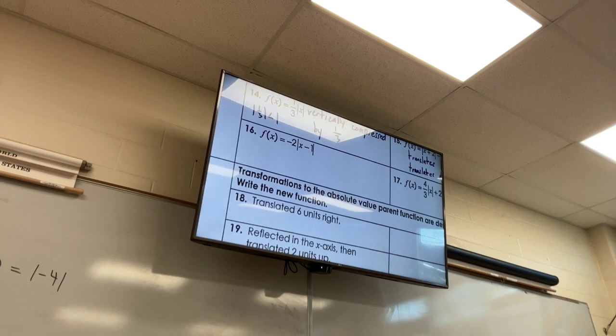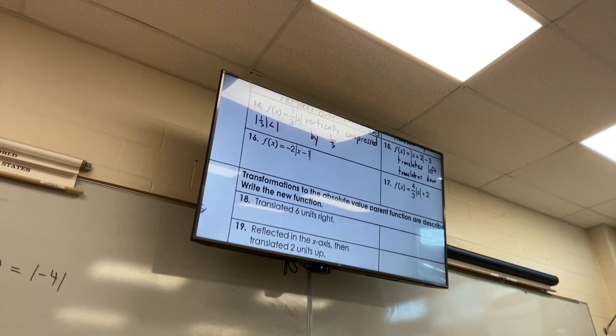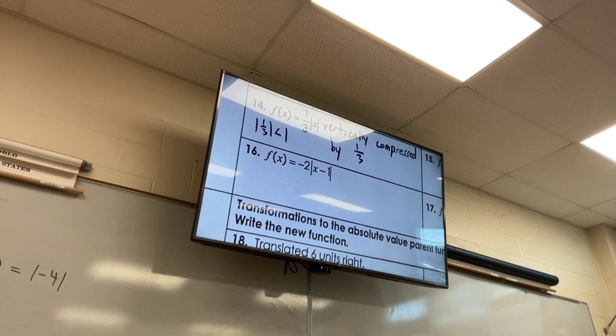Okay, and then number 16. Three things happen here, right? I'll rewrite this as negative 1 times 2 times absolute value of x minus 1. So what happens first? What's inside the absolute value bars next to x? Translates right. Yeah, it translates right 1, and then that 2, what does the 2 do? Stretching. Yeah, it's going to vertically stretch it by 2.